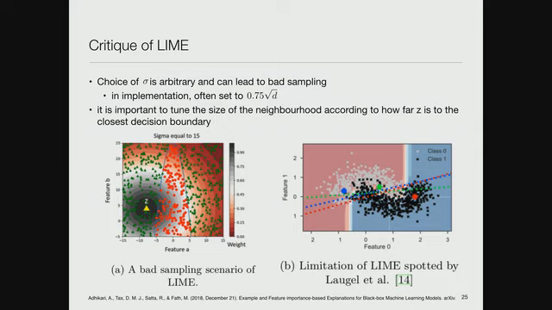You go, okay, I mean, that's a number, but it's not obvious that that's the best number or the right number. And so these guys argue that it's important to tune the size of the neighborhood according to how far z, the point that you're trying to explain, is from a boundary. So if it's close to the boundary, then you ought to take a smaller region for your proximity measure. And if it's far from the boundary, this addresses the question you guys were asking about what happens if you pick a point in the middle.